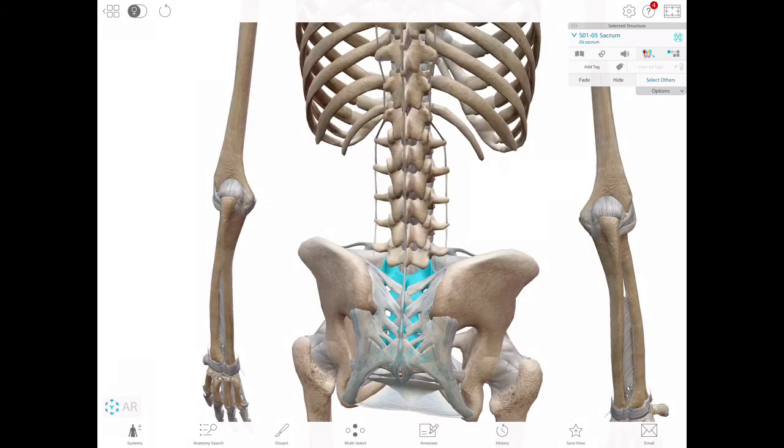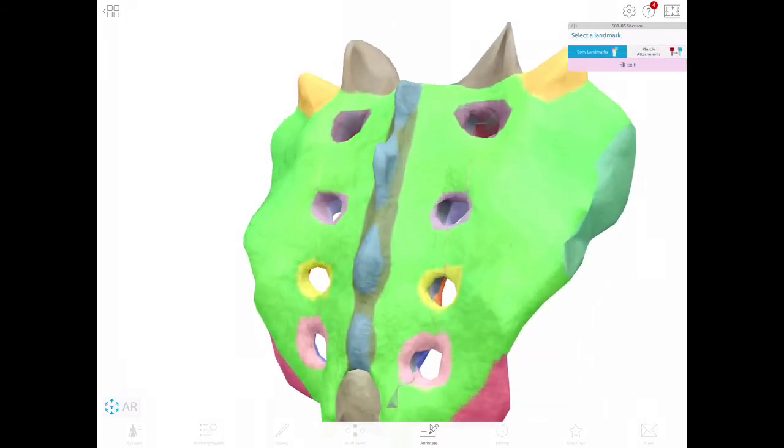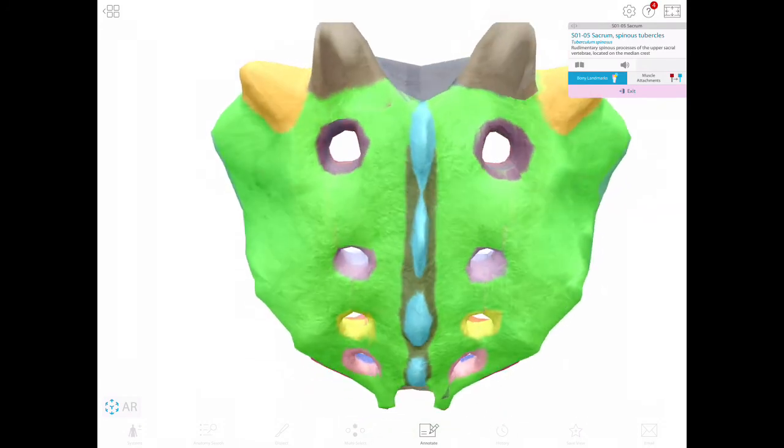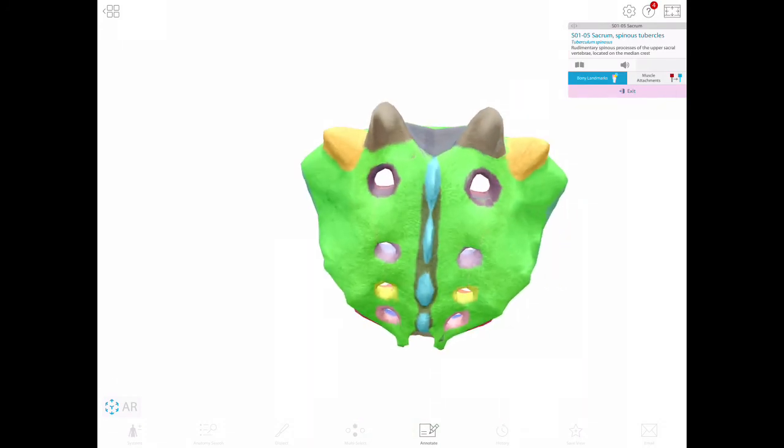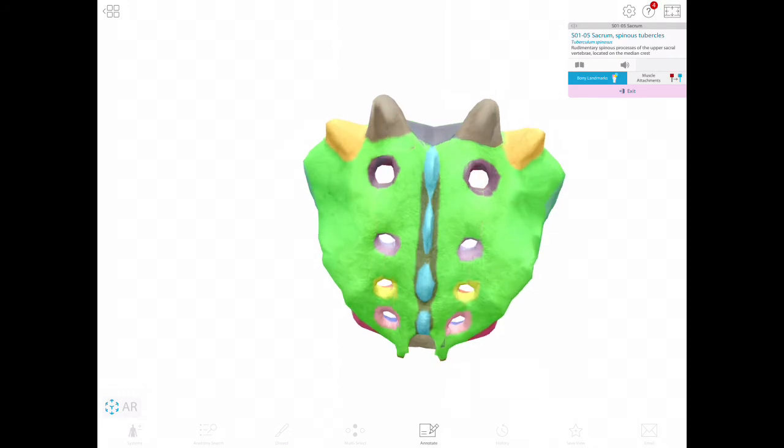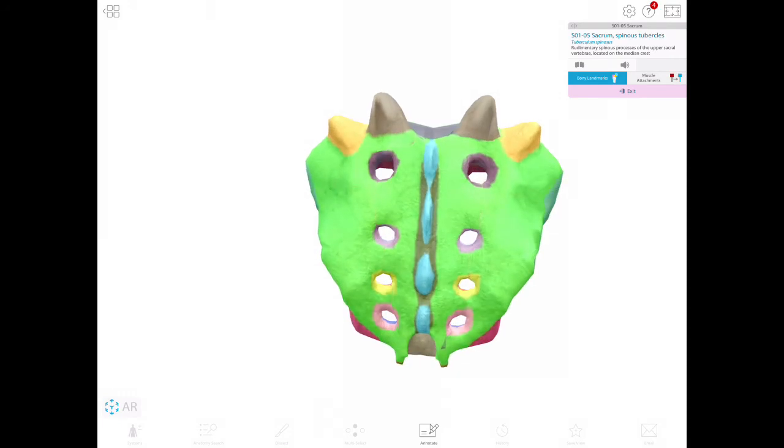Taking a look closer at the sacrum, we see the first sacral vertebra up on the top and the second sacral vertebra.